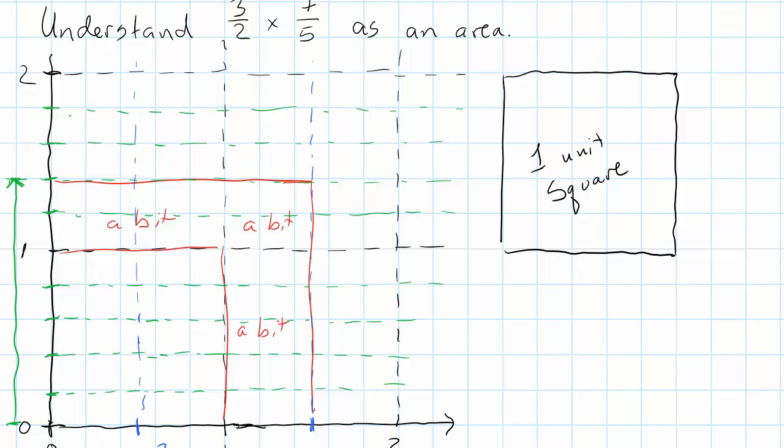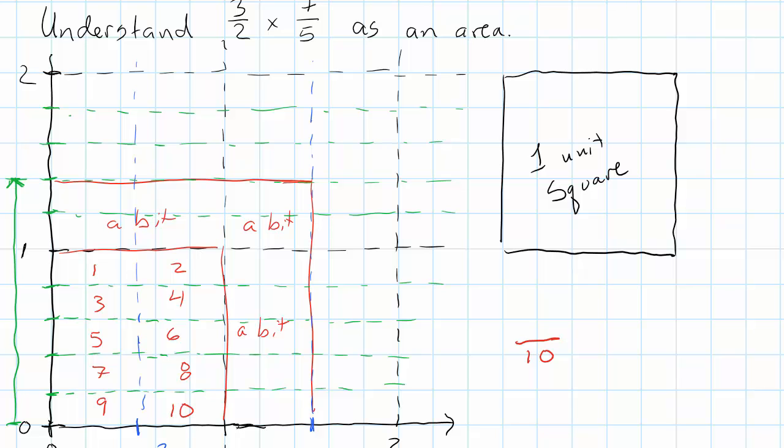we can see that our unit square is divided up into 1, 2, 3, 4, 5, 6, 7, 8, 9, 10 little rectangles that are all the same size. Our unit square is divided into 10 equal parts. Each of them is a tenth.